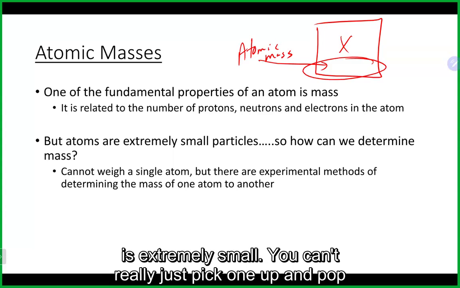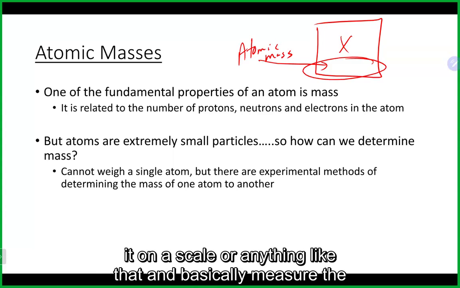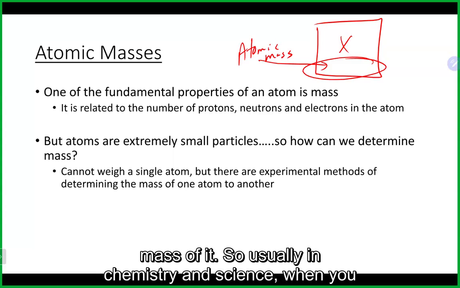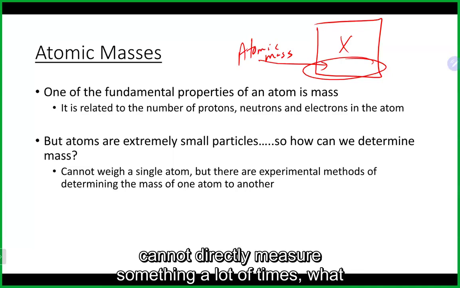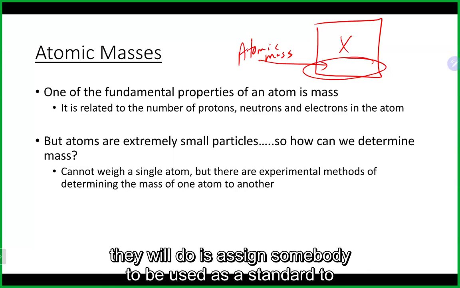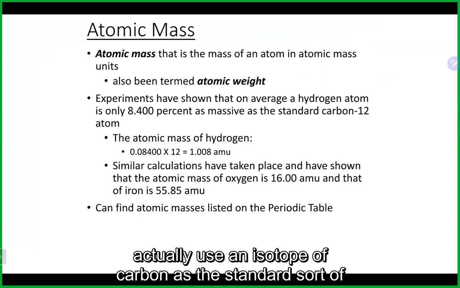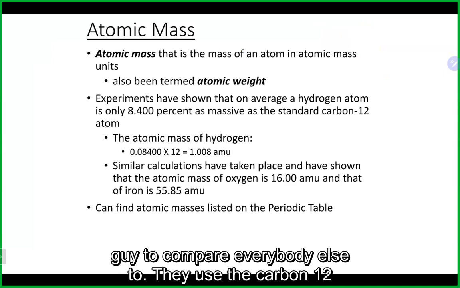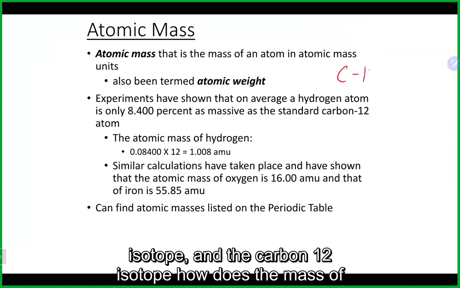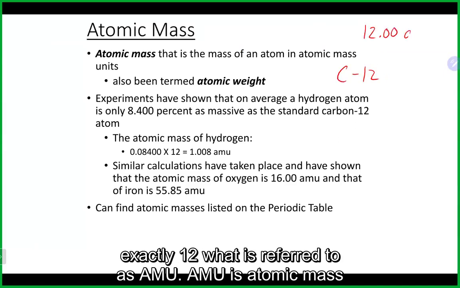But obviously, an atom is extremely small. You can't really just pick one up and pop it on a scale and measure the mass of it. So usually in chemistry or in science, when you cannot directly measure something, a lot of times what they will do is assign something to be used as a standard to compare everything else to. In terms of atomic mass, they use an isotope of carbon as the standard. They use the carbon-12 isotope, and the carbon-12 isotope has a mass of exactly 12 of what is referred to as AMU. AMU is atomic mass units.